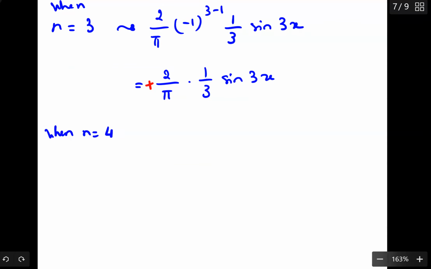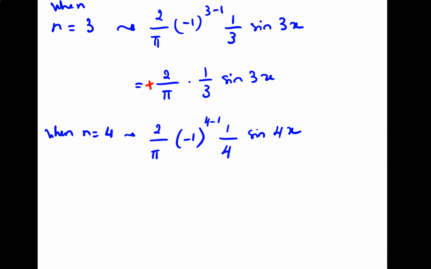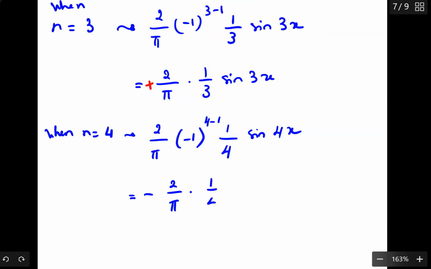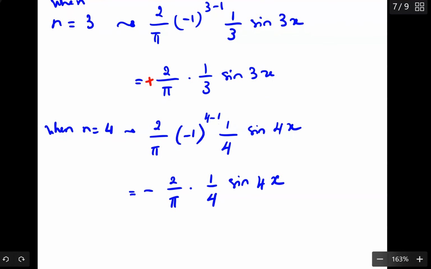So what I have will be 2 over pi times minus 1 to the exponent 4 minus 1, 1 over 4 sine of 4x. Okay, so minus 1 to the exponent 3 will be a minus, so this will be a minus 2 over pi times 1 over 4 sine of 4x. Okay, so let's highlight this negative.